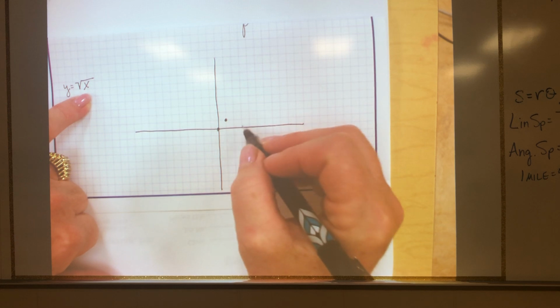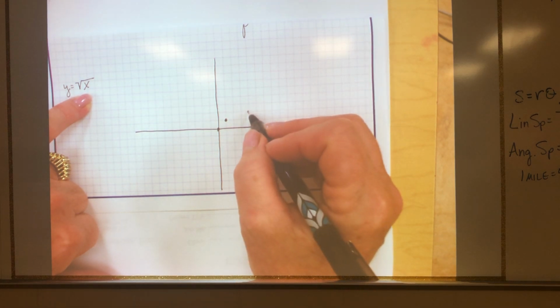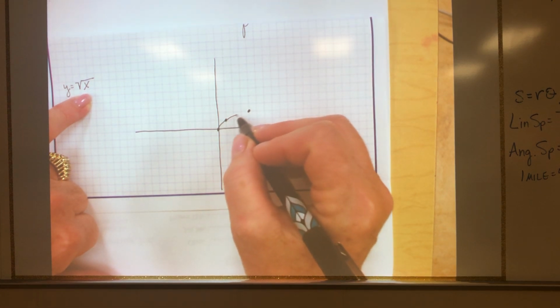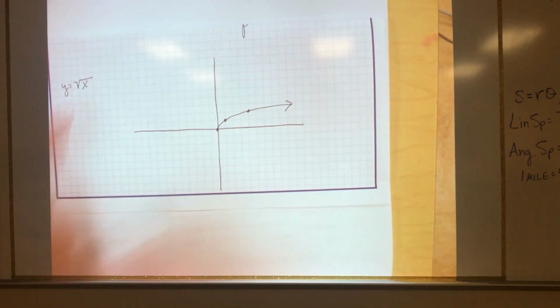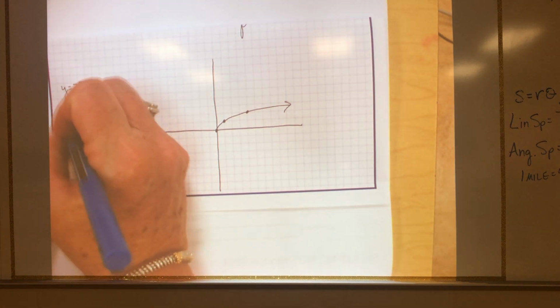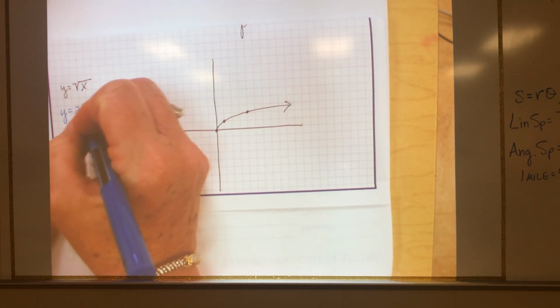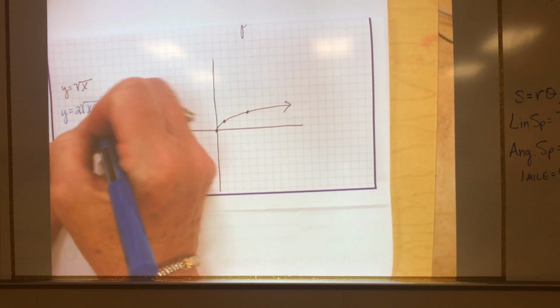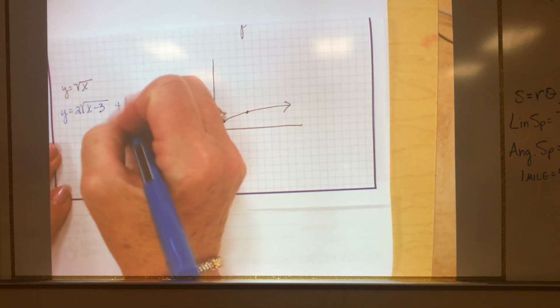And 1, 2, 3, 4, the square root of 4 is 2. So here is your function right here, the top half of a sideways parabola. Now, what if I take that function and I do this to it? Y is equal to 2 times the square root of x minus 3 plus 1.